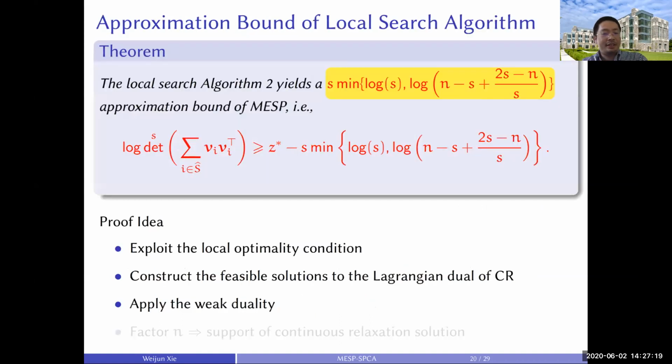So for the sake of time, I will directly jump to the results. We also got an approximation ratio for the local search algorithm by constructing a feasible solution to the dual problem of our convex relaxation model. Then we apply weak duality, and we can find some constants, which essentially give us an approximation bound. You'll notice that this bound is a little bit worse than the previous one because we have log S here, and in the previous one, this log term essentially became a constant.